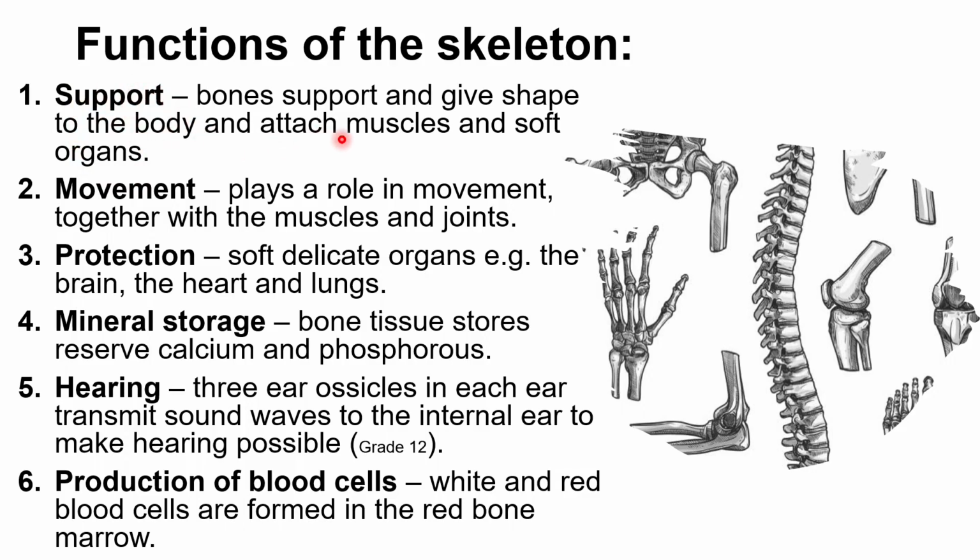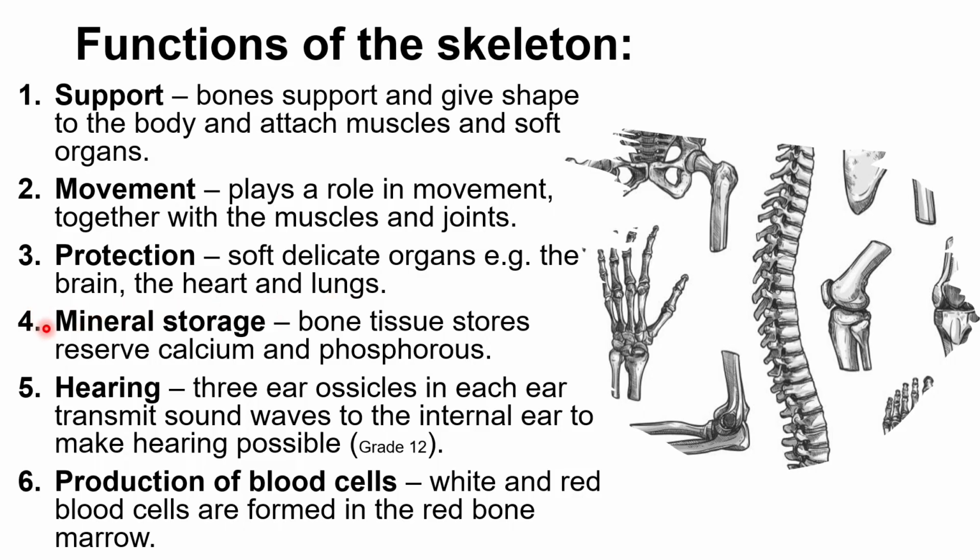Then we move to the movement. It plays a role in movement together with the muscles and the joints. We will be able to move, and then it protects. Think of the cranium that protects the soft organs like the brain, and the sternum we mentioned that protects the heart, and the rib cage that protects the lungs. So it plays a role in protection.